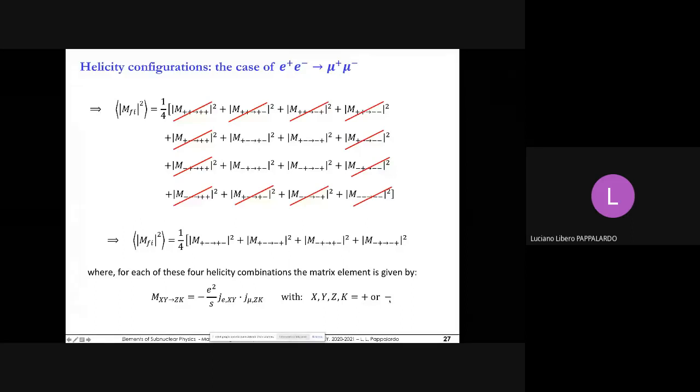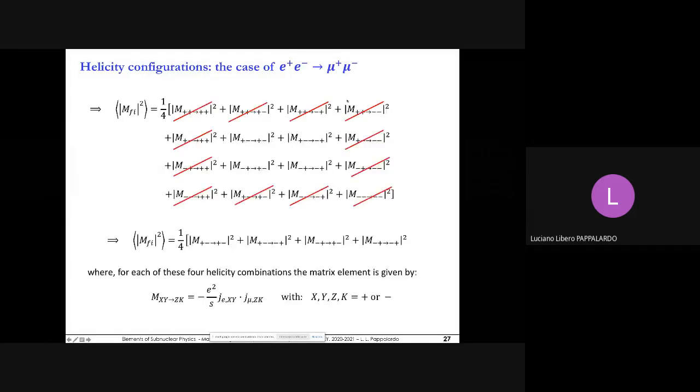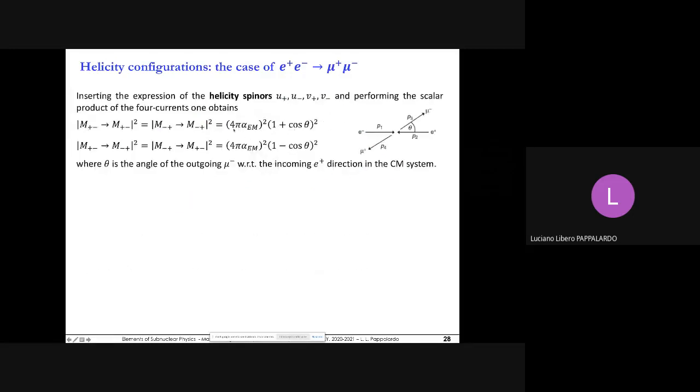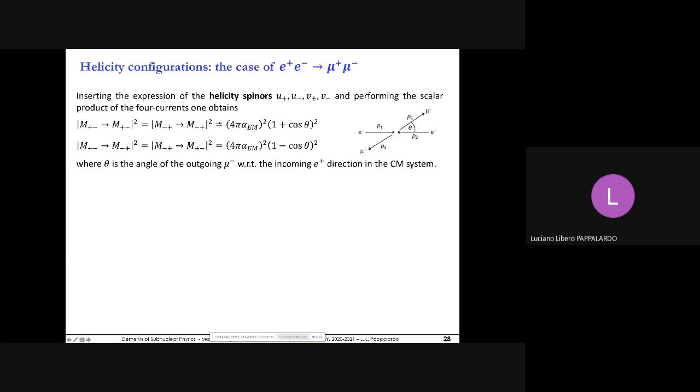Now, by inserting the full expression of the helicity spinors that I gave you before, in terms of the theta angle, and by performing the scalar product of the currents, so for each of these terms you perform this scalar product, you end up with this expression. So for two of them, plus minus into plus minus and minus plus into minus plus, the squared matrix element gives you this kind of angular dependence, where theta is the angle of the outgoing mu minus with respect to the incoming e plus direction in the center of mass.